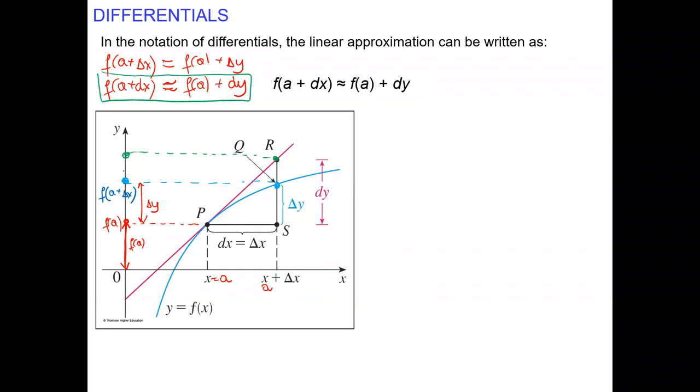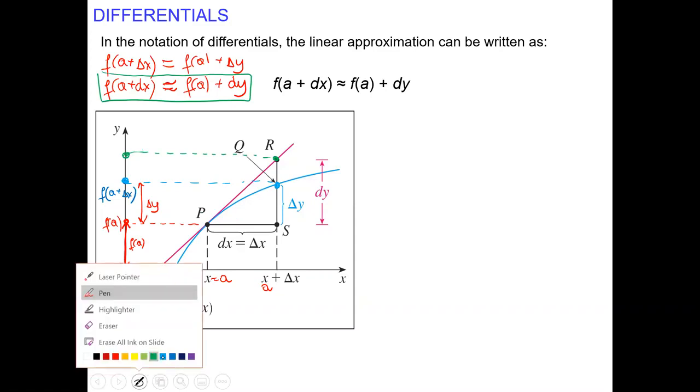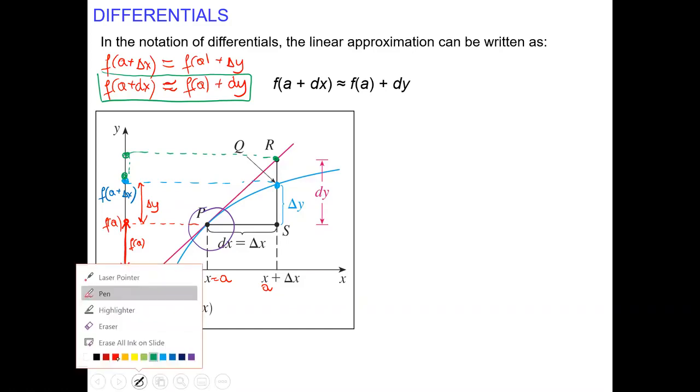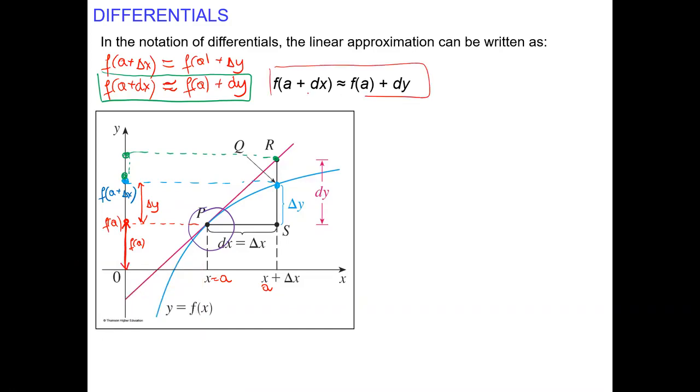We can see we have a small error, but if we are extremely close to the point P, the green dot will be so close, almost at the value of the function at the blue dot. This is the way to approximate the value of the function at the point a plus delta x: we take the f of a value plus dy.